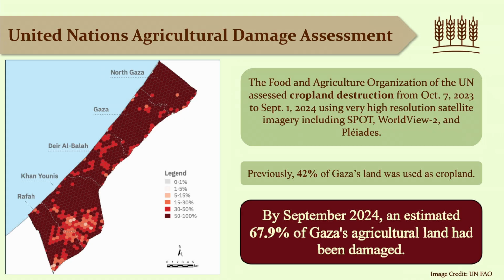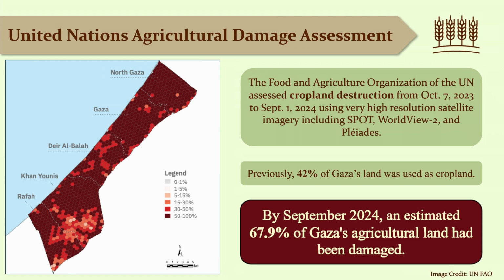So the United Nations Food and Agriculture Organization conducted an agriculture damage assessment, and they looked through around the first year of the war, and what they found was that prior to the war, 42% of Gaza's land was used as cropland. However, by September 2024, an estimated 67.9% of this agricultural land had been damaged. And so that was by warfare practices such as bombing, military vehicles plowing over the land, and also to a certain degree, a lack of maintenance.